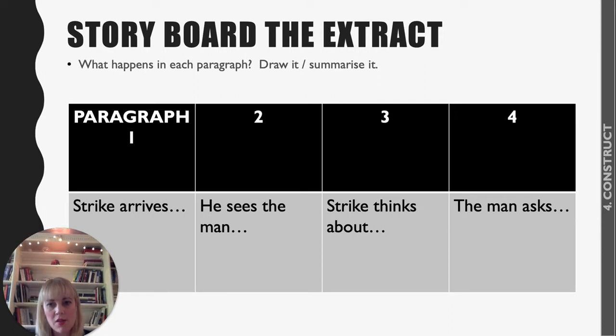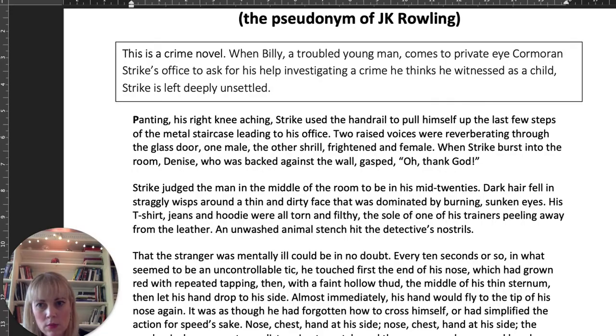Okay, so I'm going to talk you through the sentence starters that are here. So we're going to look at paragraph 1 again, and I want you to think about how you could finish that sentence. So what is happening in paragraph 1? You're going to complete the sentence, Strike arrives. So you need to tell me where Strike is and what seems to be happening in paragraph 1 as we look back at that now.